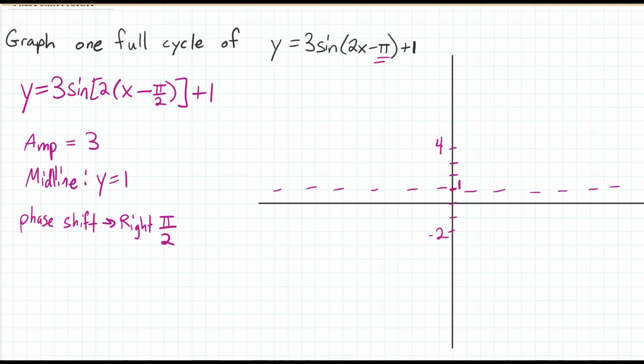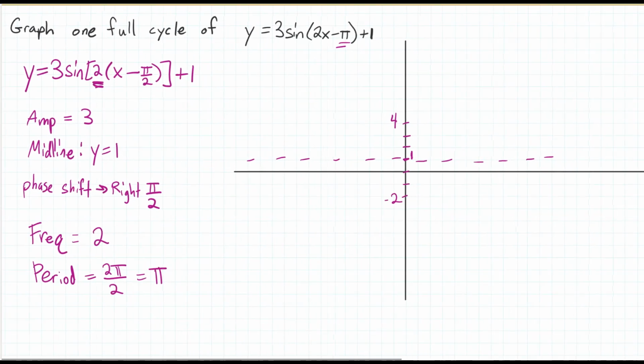But I want to think about my frequency and my period first before I start trying to scale the x-axis. So my frequency is just 2. That's the number being multiplied to the input there. And remember, to find your period, you can take 2 pi and divide it by whatever your frequency is. So the period for this curve is pi units. What that means is any distance of pi on the x-axis should show 1 complete cycle of sine here.